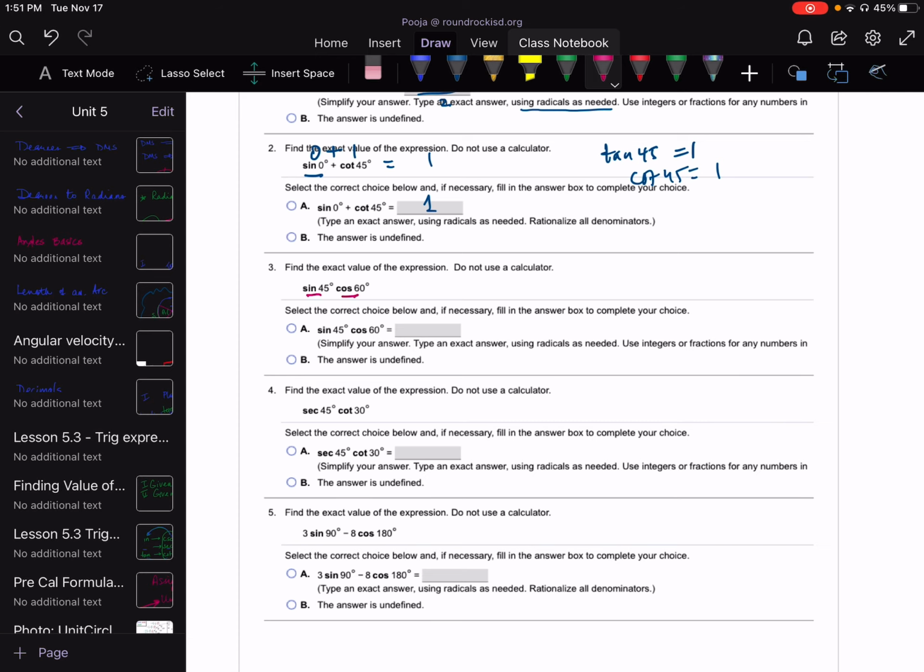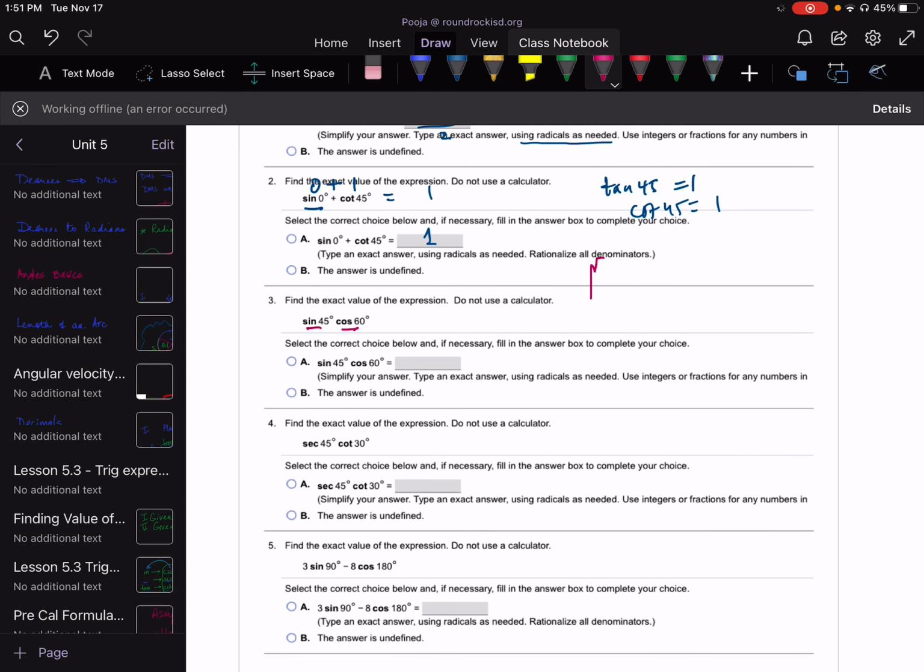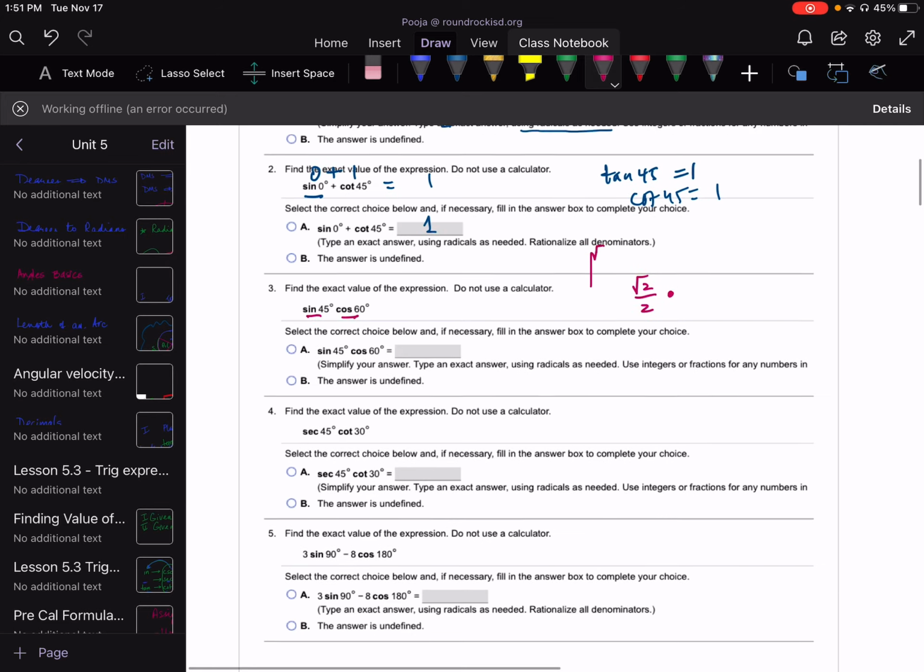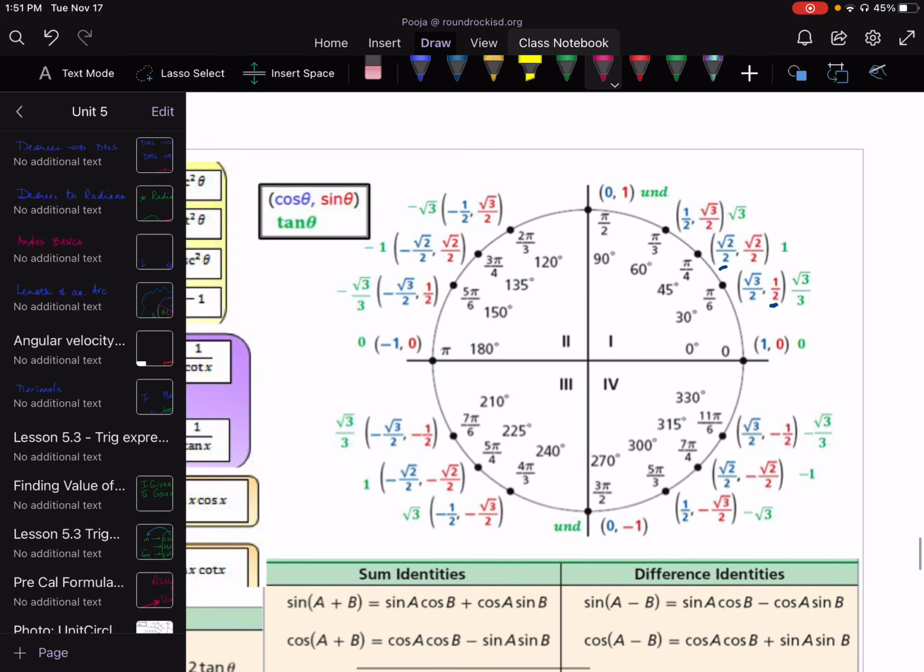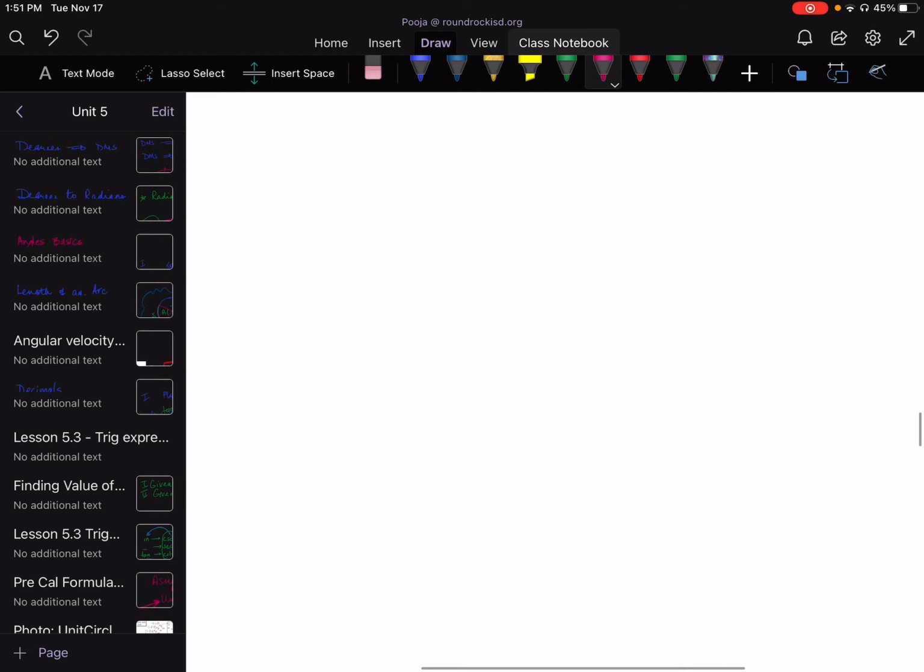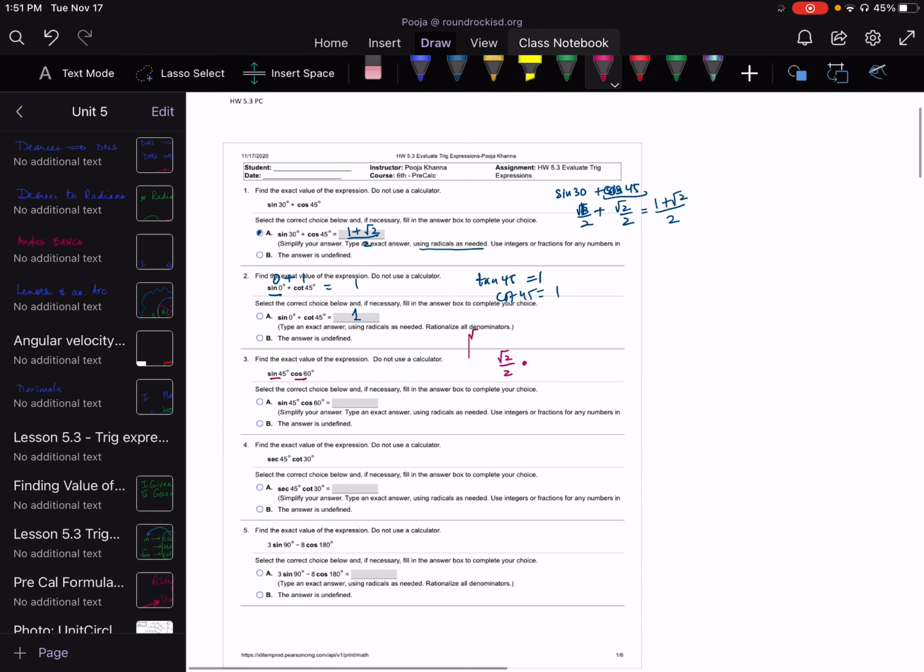Find the exact value of the expression. Sine 45 times cosine 60. Sine 45 on the unit circle is root 2 over 2. Cosine of 60, and this needs to be multiplied. So let's go find cosine of 60. Cosine is the x coordinate, so that's half. Half it is, and then multiply, I get root 2 over 4, and that's about it. We can't simplify it anymore. Root 2 over 4, we'll pick this.